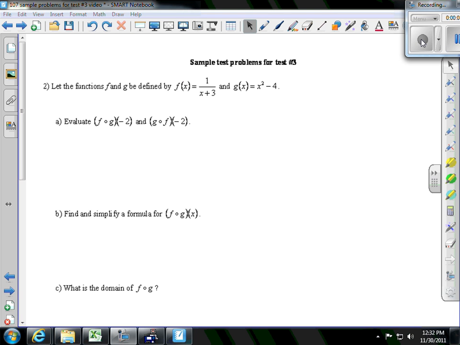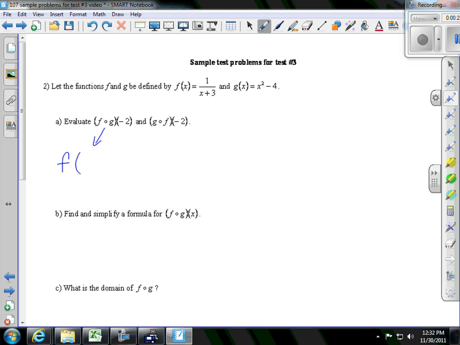This is problem number 2 on the sample test problems for test number 3. Let the functions f and g be defined by f of x is 1 over x plus 3 and g of x is x squared minus 4. Part A, evaluate f of g of negative 2 and g of f of negative 2.